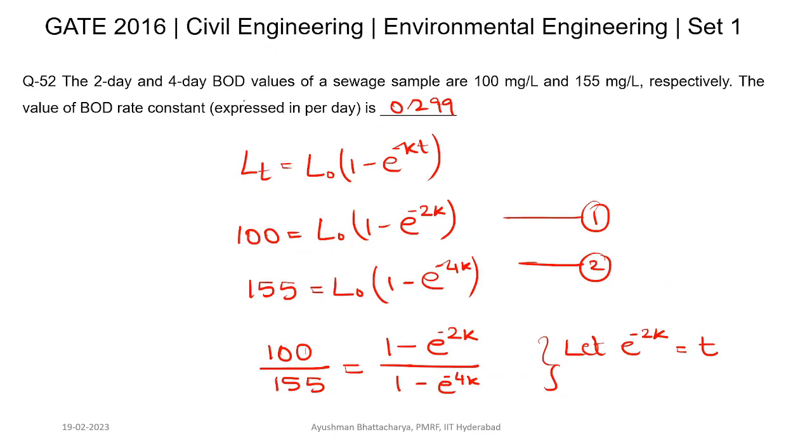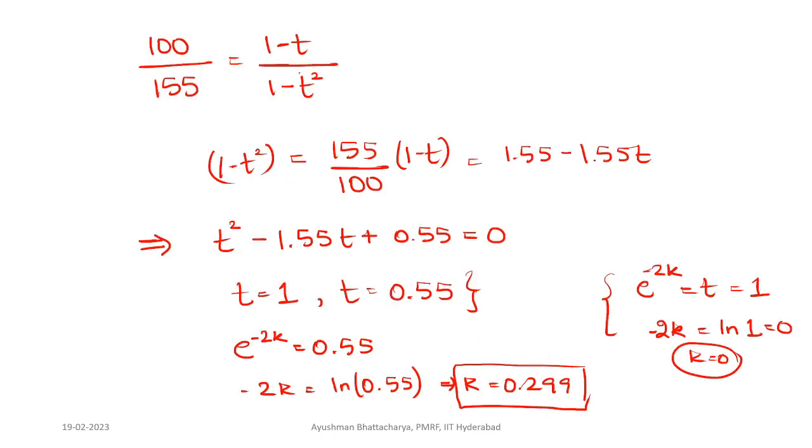So again I will explain. They have given the value of BOD at time t. We first took the ratio to eliminate the other variable, L naught, because that is not mentioned in the question. Now we are left with only one variable, that is k. We considered e raised to minus 2k as t so that we can easily solve this equation, else it would become difficult. Considering t, we got one quadratic equation, which has two roots. We took 0.55, since t equal to 1 is not possible, and using that we got the value of k as 0.299 per day. Okay, thank you.